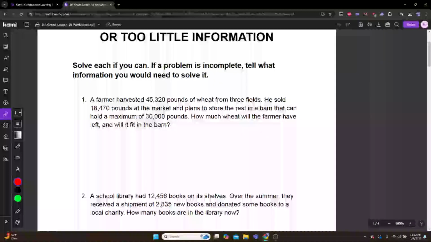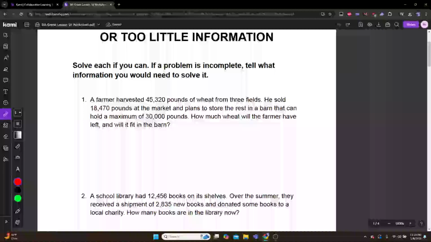So, for number 1, a farmer harvested 45,320 pounds of wheat from 3 fields. He sold 18,470 pounds at the market and plans to store the rest in a barn that can hold a maximum of 30,000 pounds. How much wheat will the farmer have left, and will it fit in the barn?